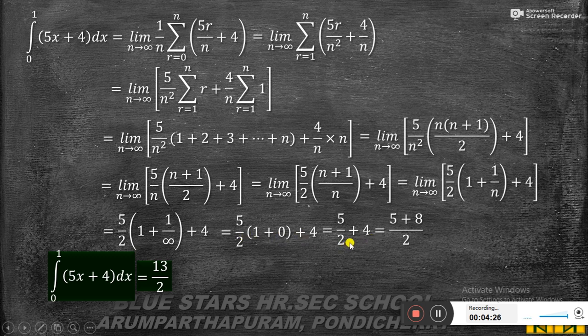So I just cross multiply. Cross multiplying means 4 2s are 8. 5 plus 8 by 2, which means 13 by 2. This is the answer. Therefore the integral 0 to 1 of 5x plus 4 dx equals 13 by 2. This is the answer.